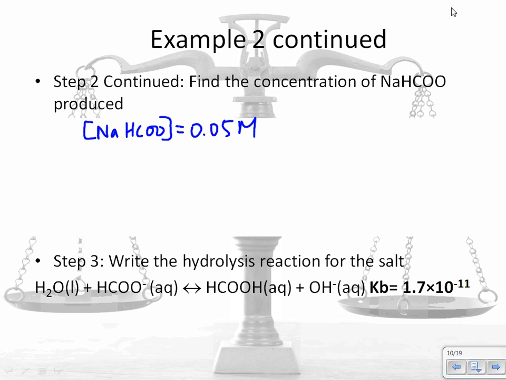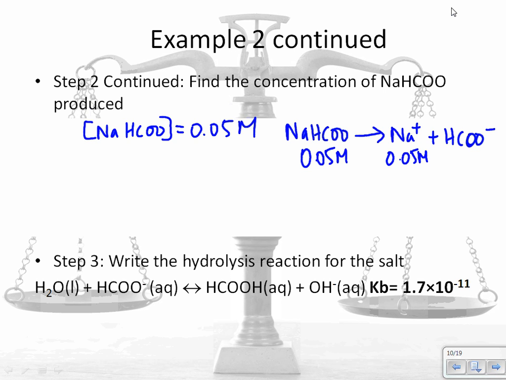Because it's going to dissociate completely, the dissociation is going to look like this: it dissociates completely into Na plus and HCOO minus. If I have 0.05 moles of this, I have 0.05 moles of this, and 0.05 molar of this. So that means that my concentration of just HCOO minus, after this neutralization has happened, is the same. That's going to be really important because I'm going to plug that in later on.